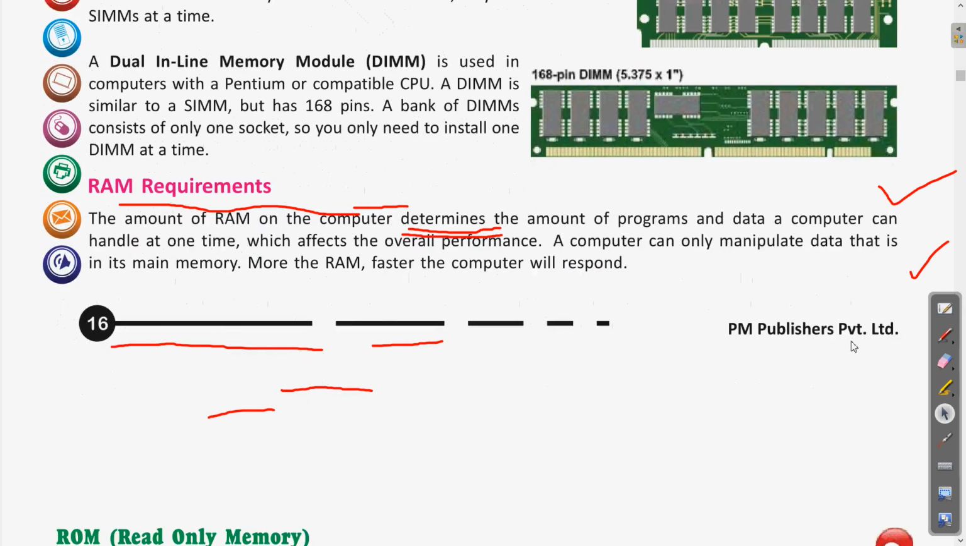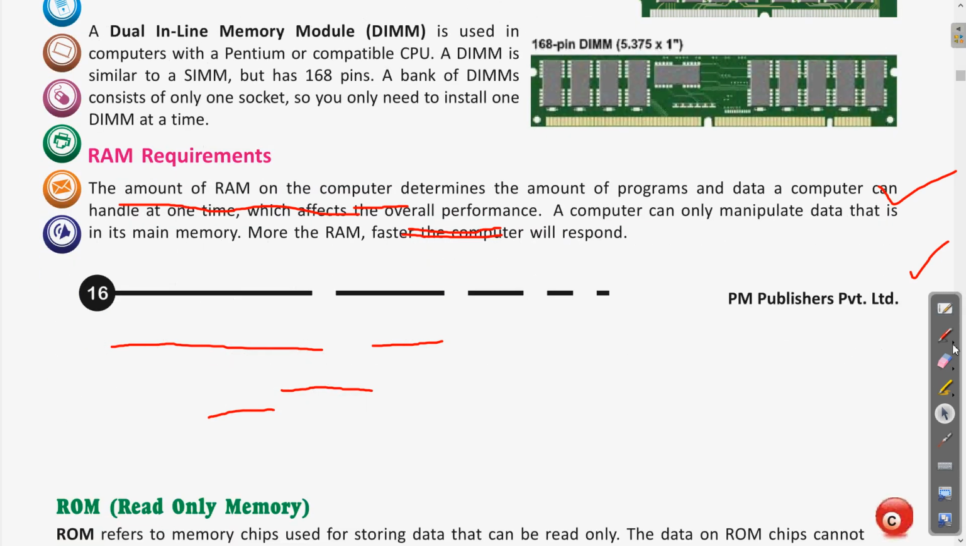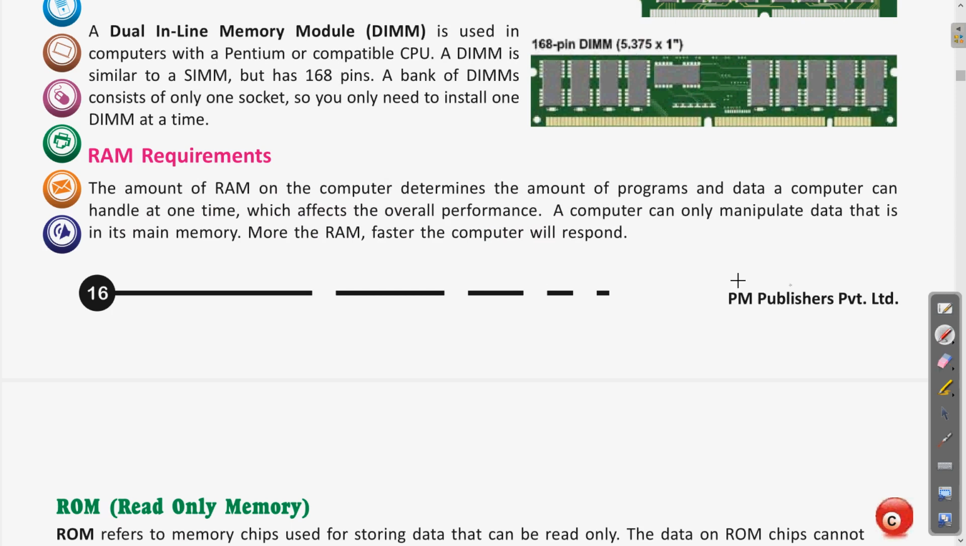Then we have seen what is the requirement of RAM. So what is the requirement of RAM? RAM is increasing the processing speed, or it is used for faster data transfer. Clear? So as the RAM will be more, the computer will respond faster. Clear? So these are the requirements of RAM.